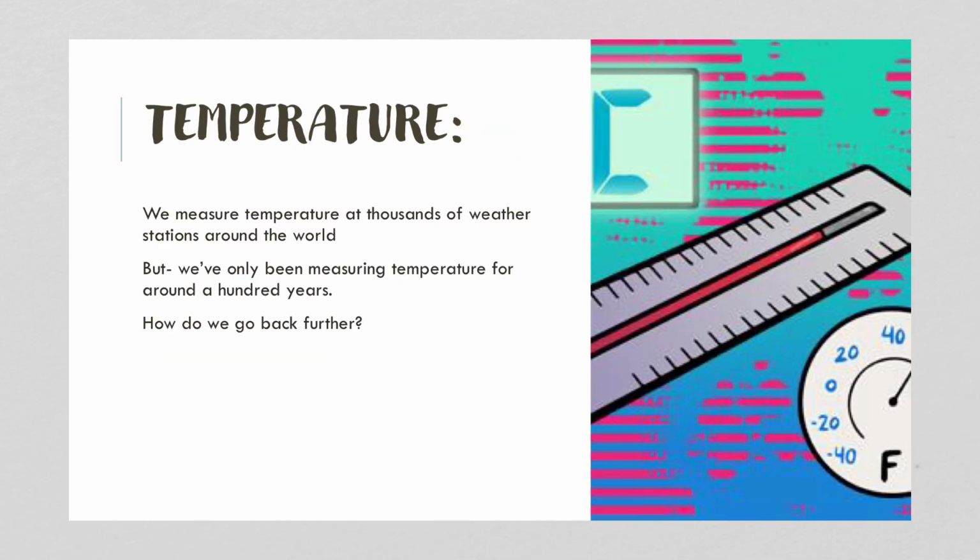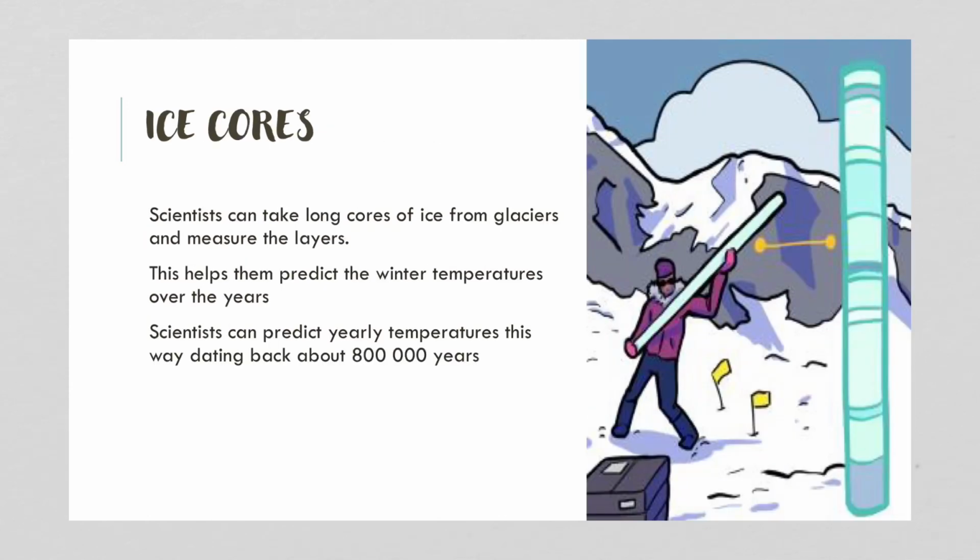The first thing is we measure temperature. We have thousands of weather stations around the world, but the problem is we haven't been consistently measuring temperature for that long, only for about 100 years. So how do we go further back if we don't have that data? There's actually a few ways we can do that.